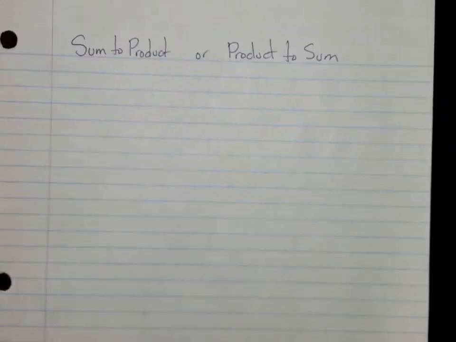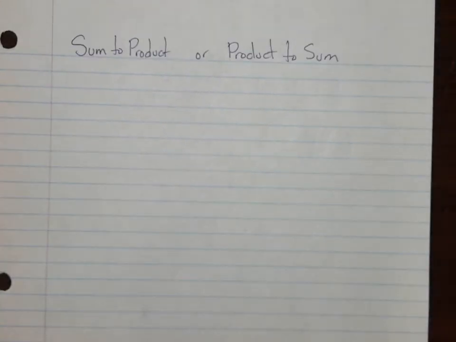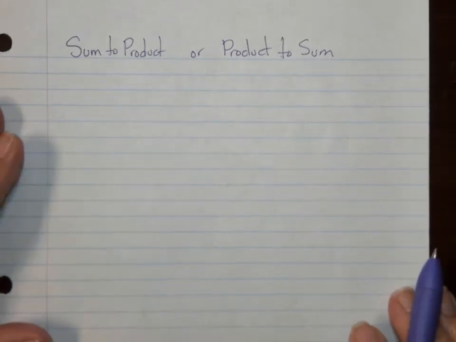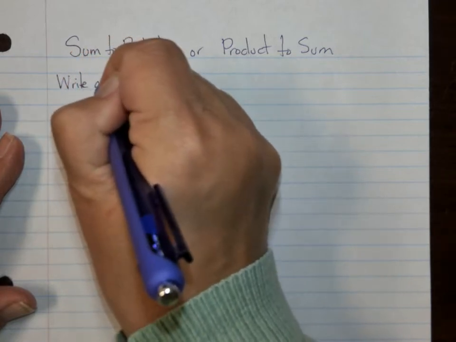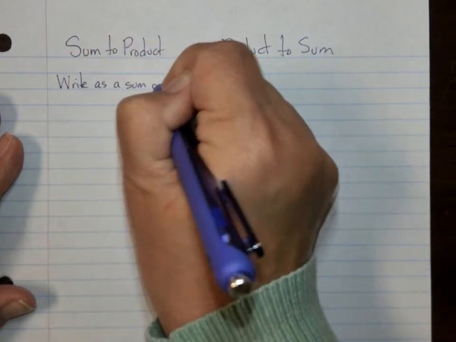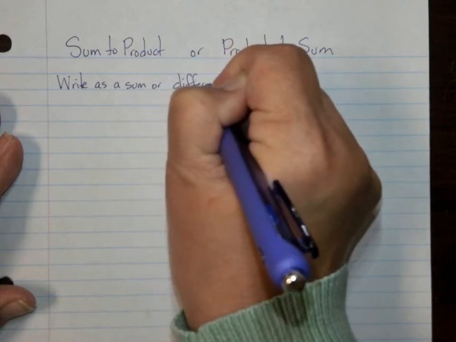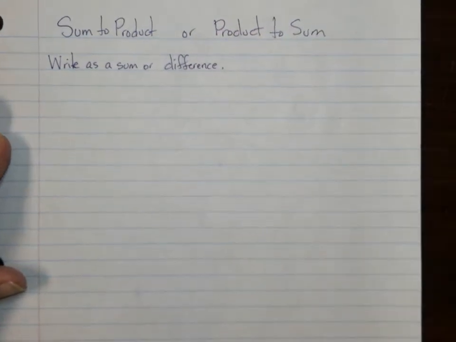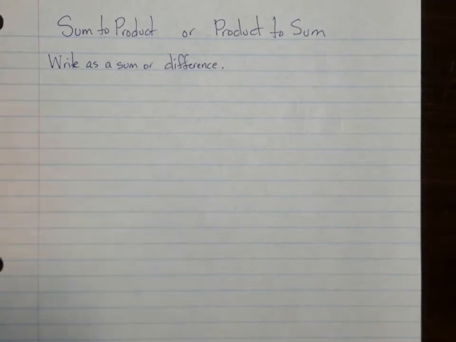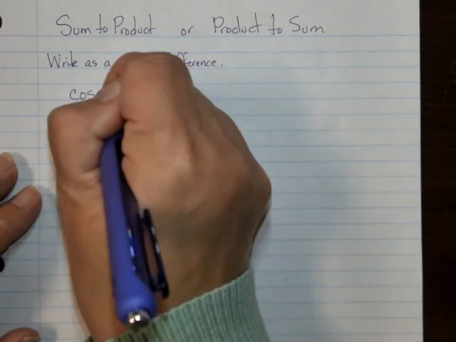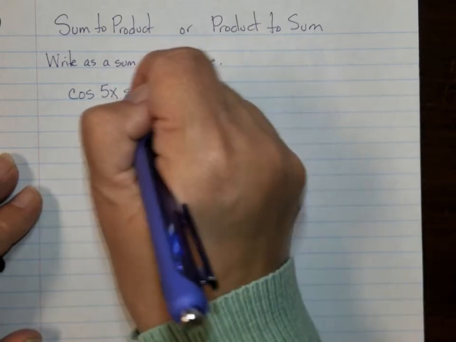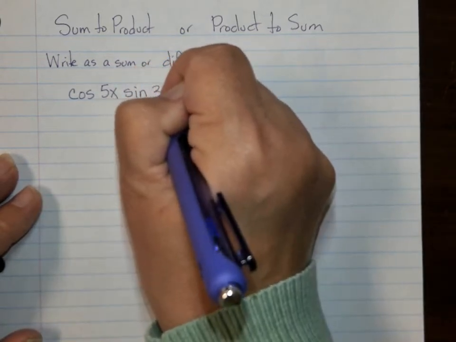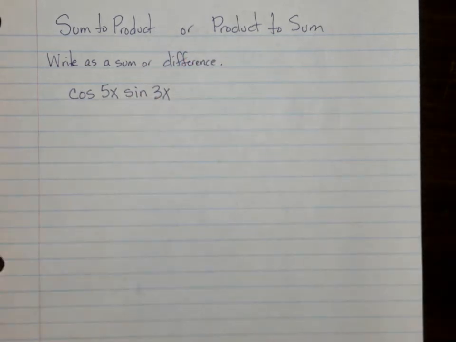So, what kinds of problems are we going to do with this? How is it going to look? One might say, write this as a sum or difference. We're not going to do anything with it. We're just going to change it into a sum or difference. In calculus you might want to do something with it after you get that sum or difference. Here in pre-cal we just want to rewrite it as a sum or difference. So there's our problem.